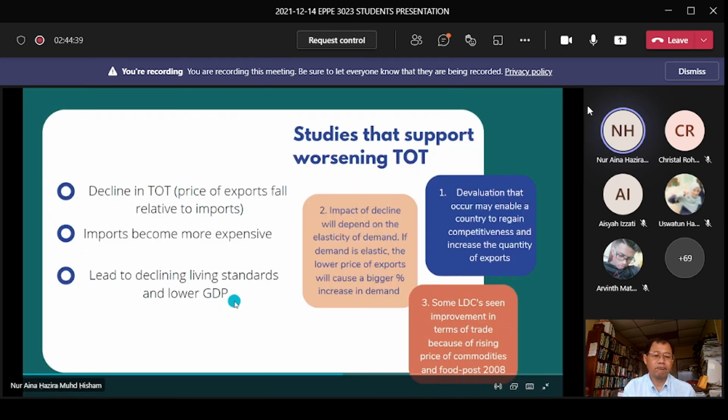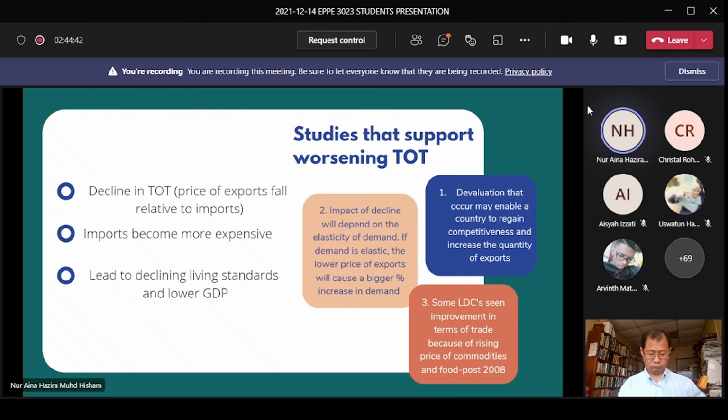a decline in the terms of trade is not necessarily a bad thing. For example, a decline in the terms of trade may occur due to a devaluation in the exchange rate, and this enables a country to regain competitiveness and increase the quantity of exports. For example, the UK in 1992 benefited from a decline in the terms of trade. And the impact of a decline will depend on the elasticity of demand. If demand is elastic, the lower price of exports will cause a bigger percentage increase in demand.